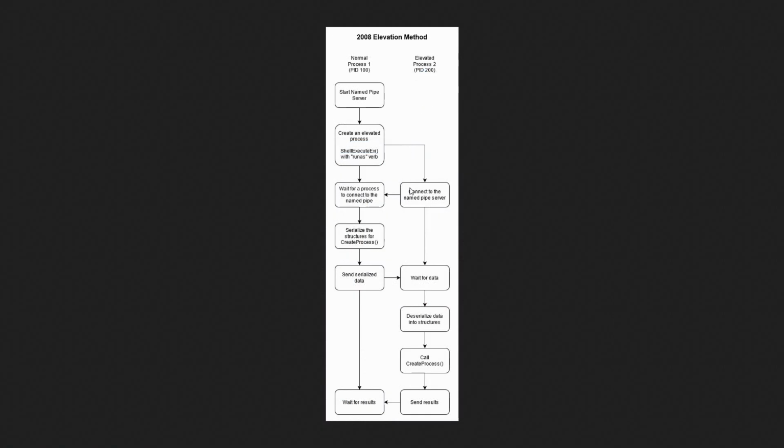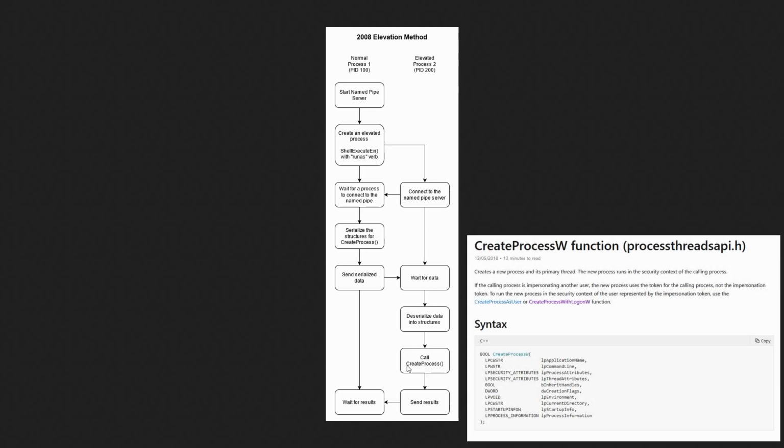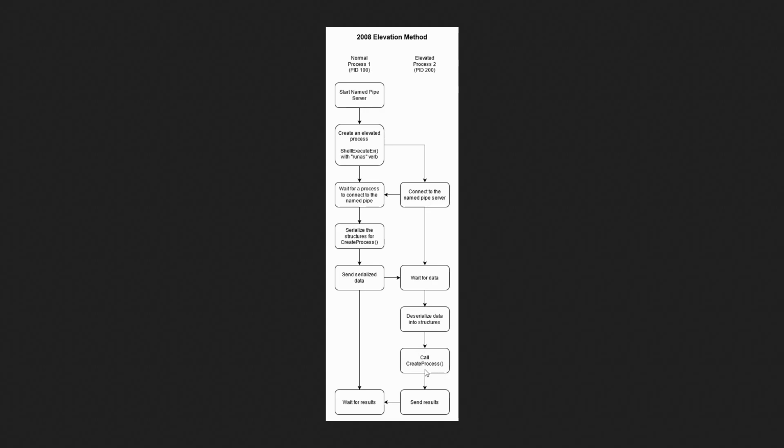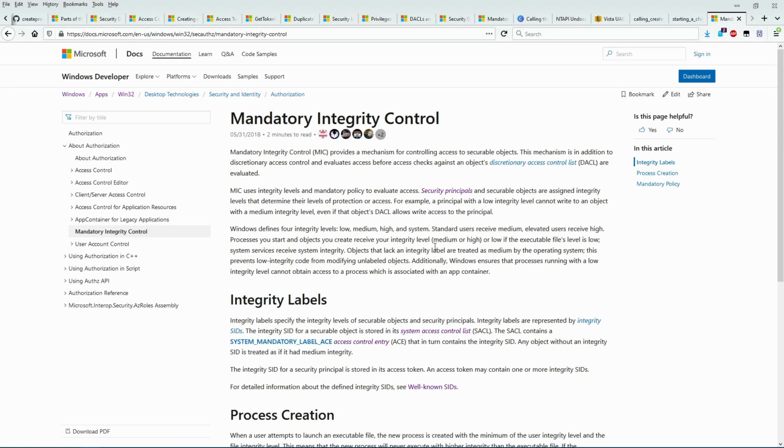The elevated process connects to the named pipe, receives instructions on how to call the create process API from the original process, calls the create process API, and finally sends the results of the call back to the original process. One of the key takeaways from the article is that Windows checks the integrity level of a security token when opening handles to objects such as named pipe servers.